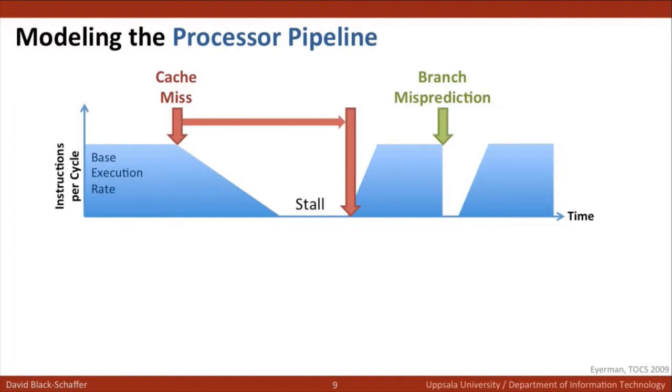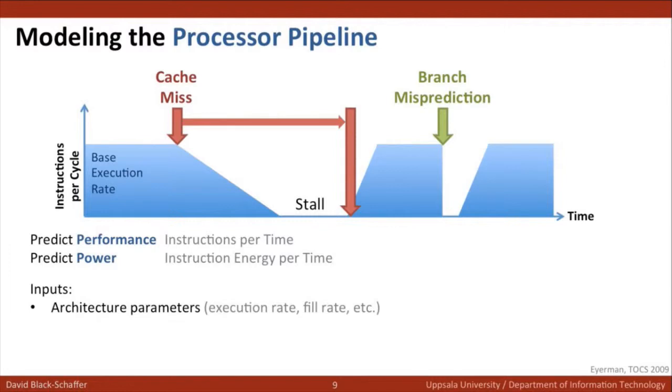So this is the kind of model we're looking at. This is called an interval model. And as you can see, this allows us to predict the performance. We can look at the instructions that are being executed over time. It allows us to predict power. If we know how much energy each instruction takes, we can figure out how much energy we're using.